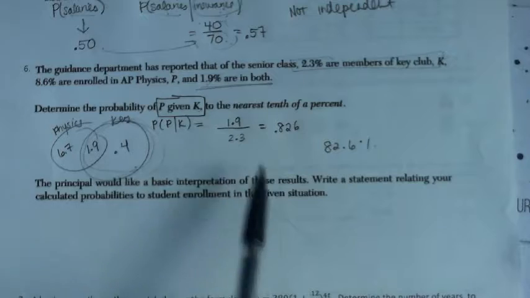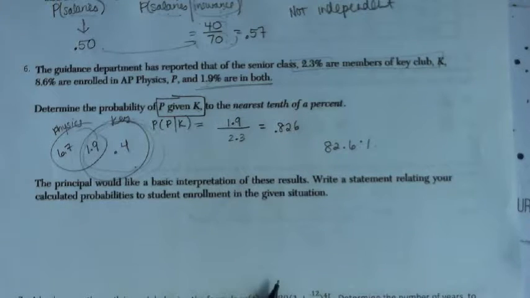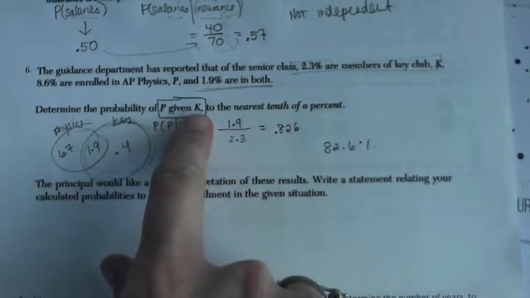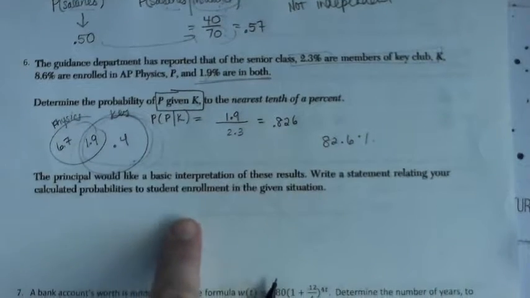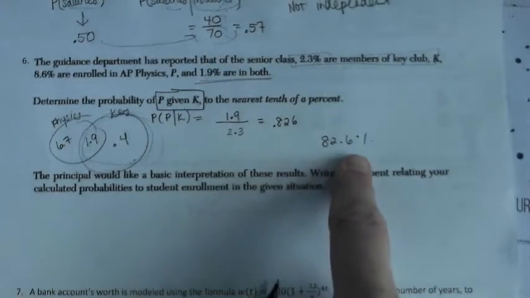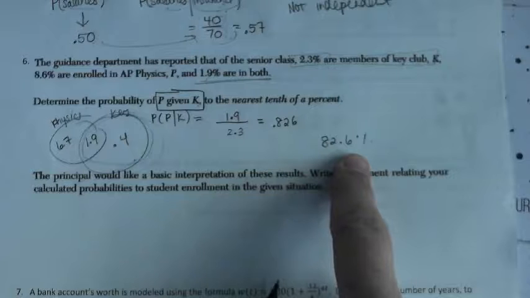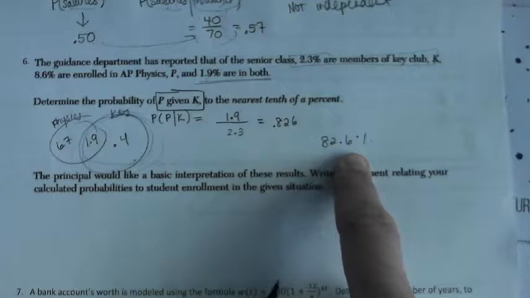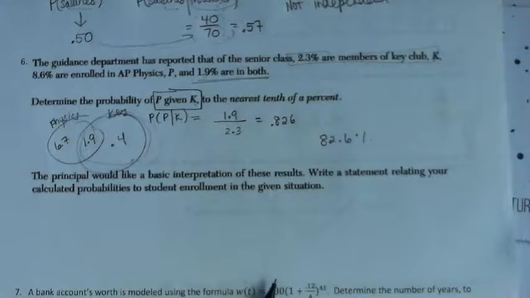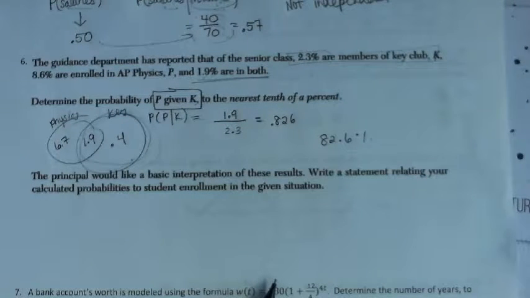It means that if we know someone is in the Key Club, there's an 83-ish% chance that they're in physics. That's ridiculously high, right? Okay, so if you're in the Key Club, chances are you're also in AP Physics. Vice versa might not be true.